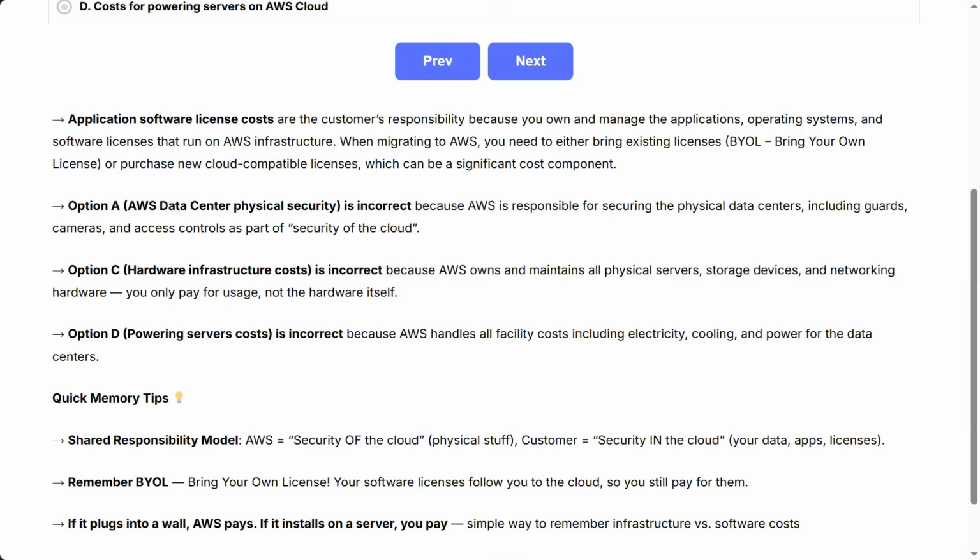If it plugs into a wall, AWS pays. If it installs on a server, you pay. Simple way to remember infrastructure versus software costs.